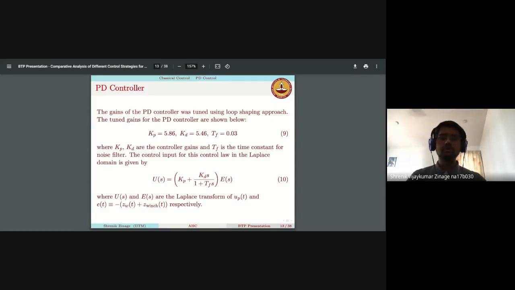So we actually need to do a trade-off between both of these. The trade-off comes out at TF equal to 0.03 seconds. Okay, and the control law is given by equation 10, in the Laplace domain.